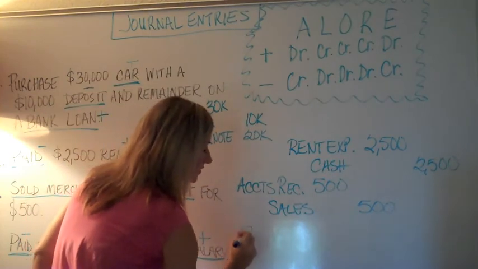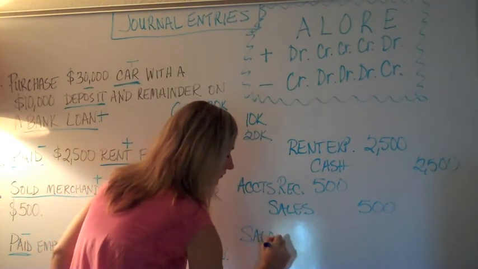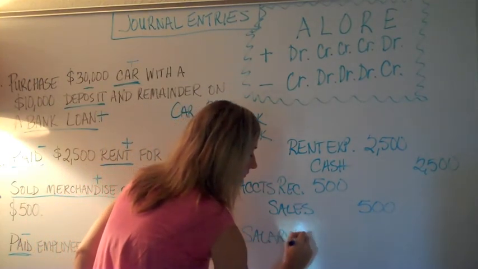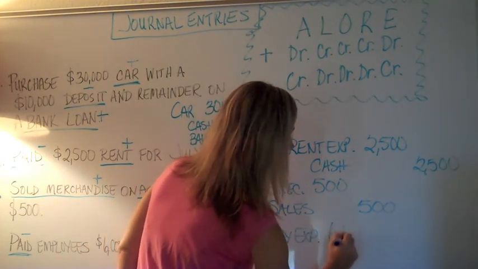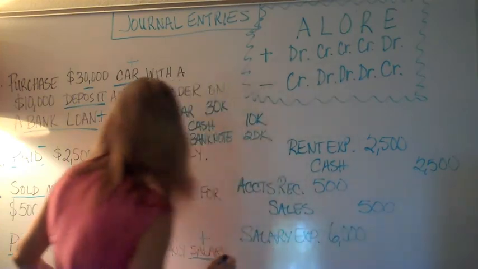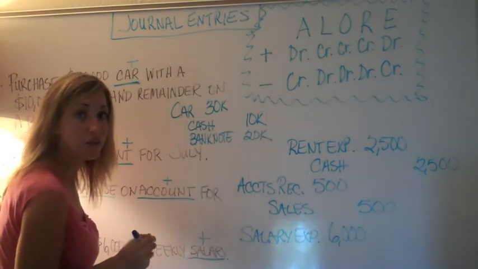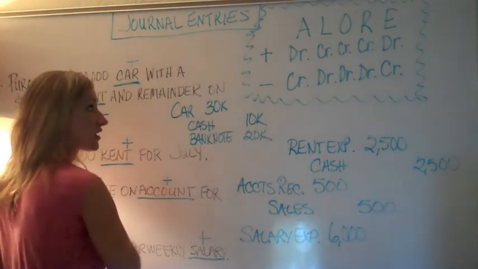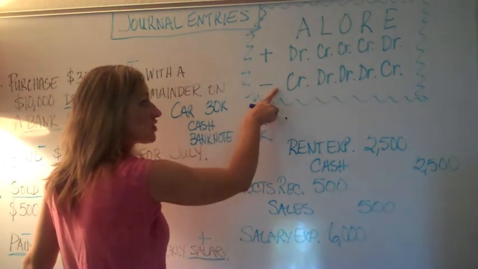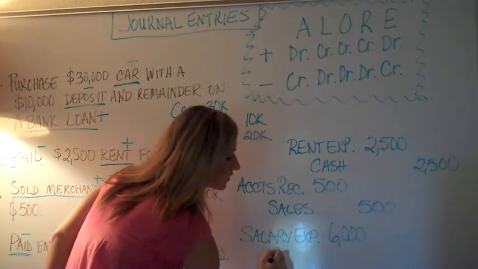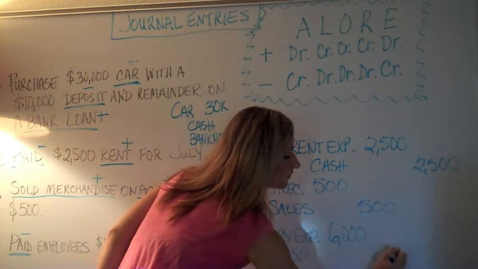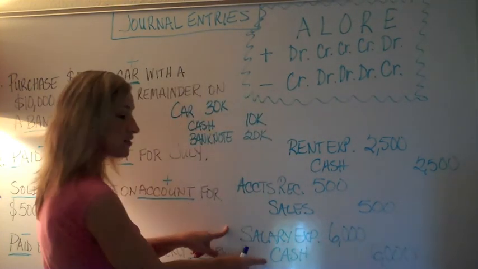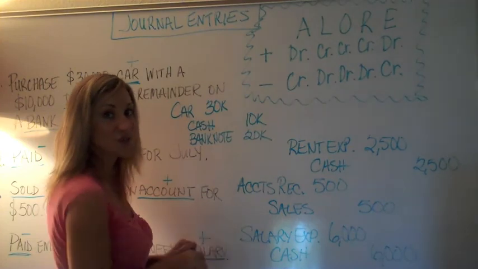Salary expense is $6,000. We paid them the money. Money was leaving our account, so cash is an asset account. It's decreasing with a credit. So I'm going to credit the cash account for the same amount. Our debits equal our credits, so we're good to go.